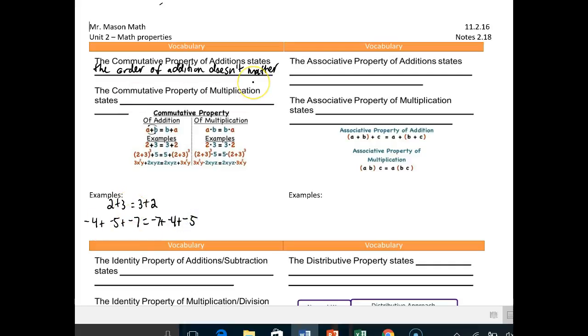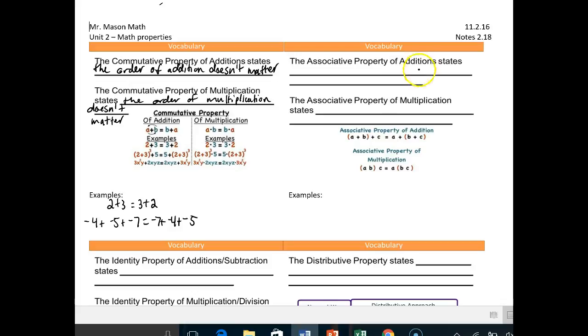So the commutative property of multiplication states that the order of multiplication doesn't matter. And we've used this property already multiple times when we were trying to simplify rational expressions. It's a really useful property. Look for it a lot on tomorrow's test.